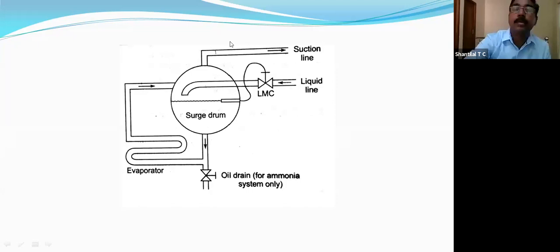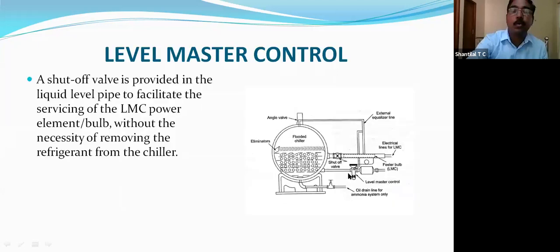So once again I am repeating, this is the level master control. The condenser will be there. After condensation, the liquid line will be there. The liquid line reaches the dryer strainer, and this is the level master control. In this level master control, this point is the inlet and this is the outlet.